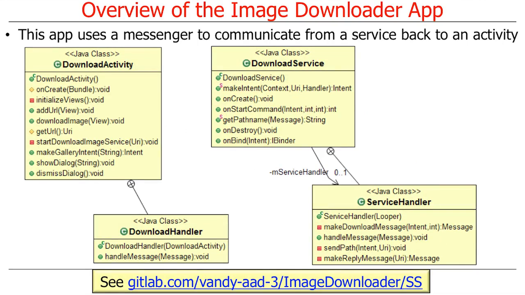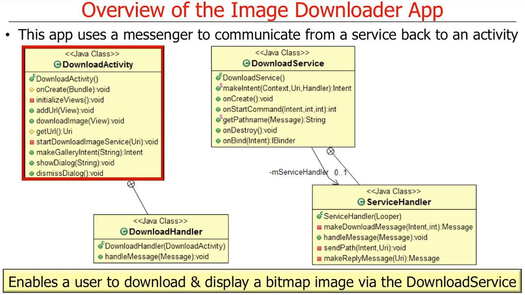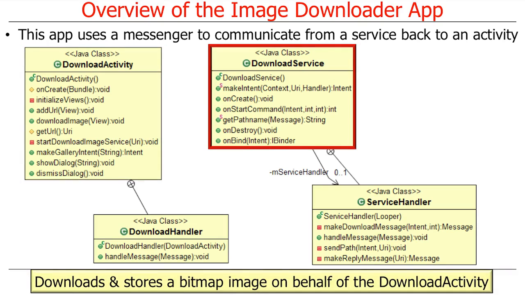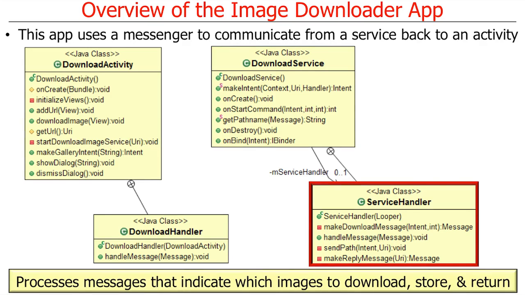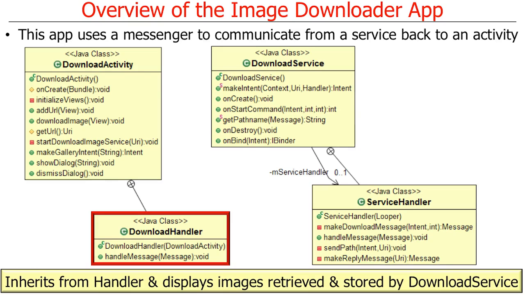This app uses a messenger to communicate from a started service back to an activity. The download activity enables a user to download and display a bitmap image via the download service. The download service, in turn, downloads and stores a bitmapped image on behalf of the download activity. It has a nested class called service handler that processes messages received from the download activity that indicate which image or images to download, store, and return. The download handler is a nested class inside of download activity. It inherits from handler and displays the images retrieved and stored by the download service.